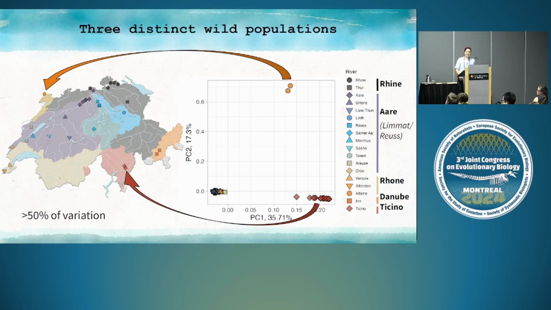Here you can first see a simple PCA, and you can see that we have three very distinct populations. First of all, down here in the south, south of the Alps, they're highly divergent from the other ones, as well as just two individuals, which was unfortunately the sample size we had up in the northwest. Whilst all the other samples, even though they're from different catchment areas, cluster together. And this is more than 50% of the total variation in our data set, so it's really major divergence.